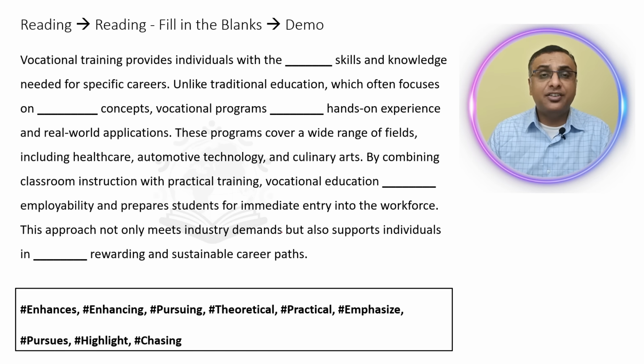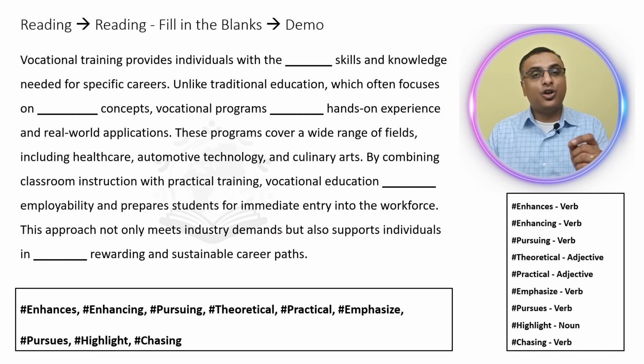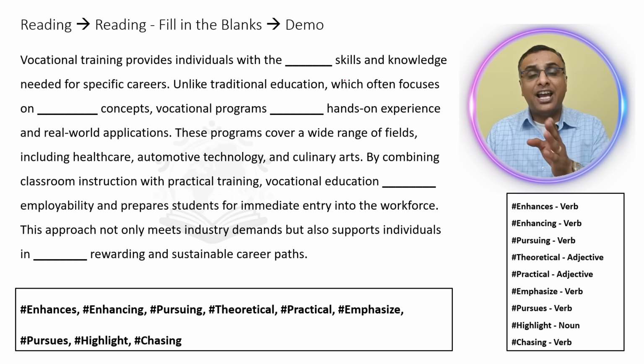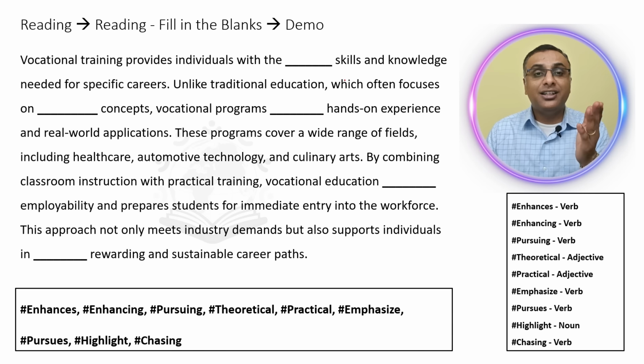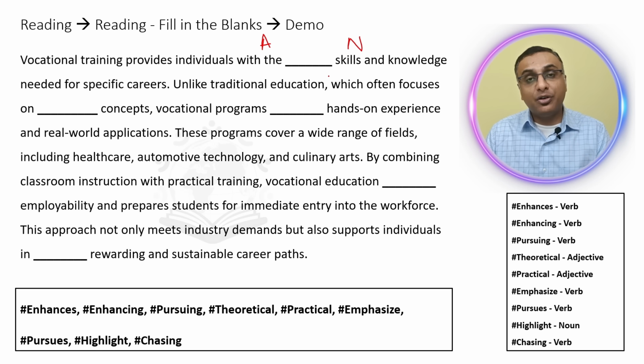Now that we have identified all the parts of speech for the answer options, let's straight away head into solving the blanks. Here you can see the parts of speech which I have written down in the same order. Now let's begin with the blanks. Vocational training provides individual attention with the dash skills. Over here, I already told you, right? The dash knowledge. Something similar to that. The dash skills. What is skills over here? Now, what should come? What is giving more information about the skill? Here, an adjective has to come.